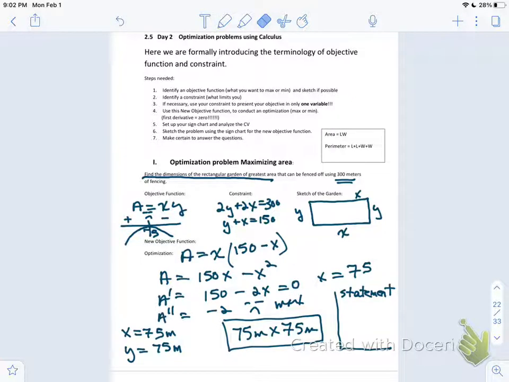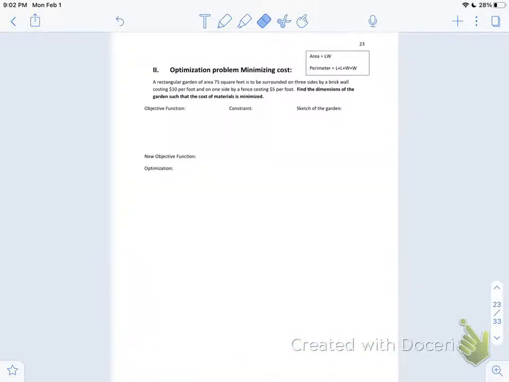Okay, so that brings us to the next page, which should be 23, I believe. Yes. Okay, so let's go to 23 and we'll read that. Okay, so this one says, a rectangular garden of area 75 square feet is to be surrounded on 3 sides by a brick wall costing $10 per foot, and on one side by a fence costing $5 per foot. Find the dimensions of the garden such that the cost of the material is minimized.